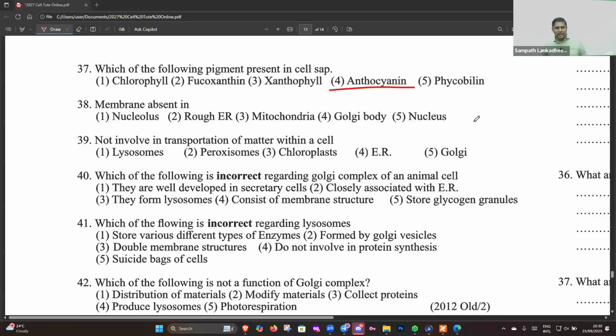Question number 38. Membrane is absent in the nucleolus. Rough ER has a membrane, mitochondria have a membrane, Golgi body has a membrane, and the nucleus has a membrane.